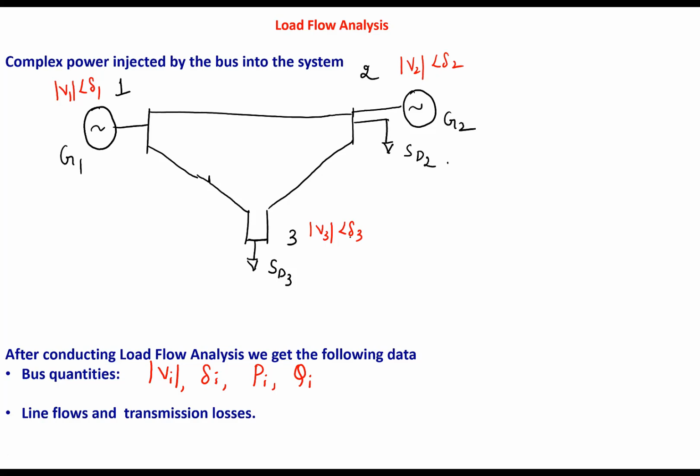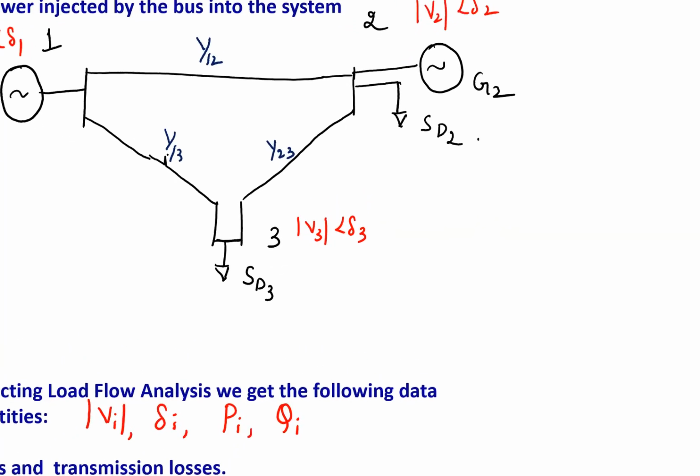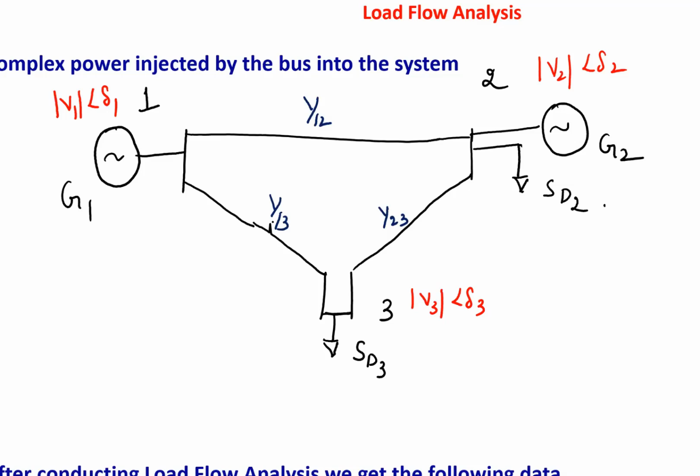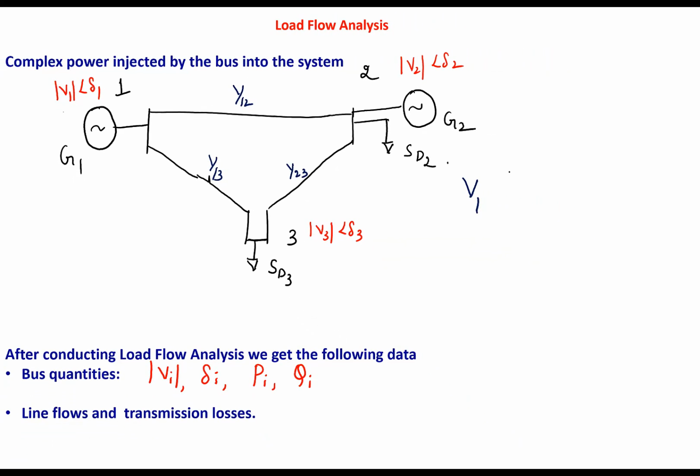So once you know the voltage and load angles at every bus, since you can easily find Y12, Y23, Y13, you can easily calculate the power that is transferred from here to here. What is the complex power that is flowing from here to here? It is very easy. It is nothing but V1 into the current, which is (V1 minus V2) into Y12, whole conjugate.